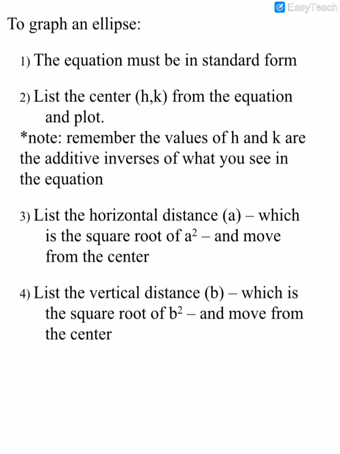The steps for graphing an ellipse are, first of all, the equation must be in standard form. Then we want to pull the center out of the equation and plot the center. Then we will go the distance of a, which is the square root of whatever the denominator is of that first term, and we're going to move on the x-axis left and right horizontally and plot those vertices. And then we're going to do the same thing up and down for our vertical distance.